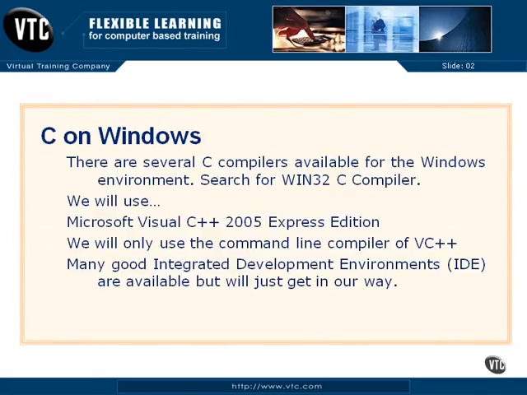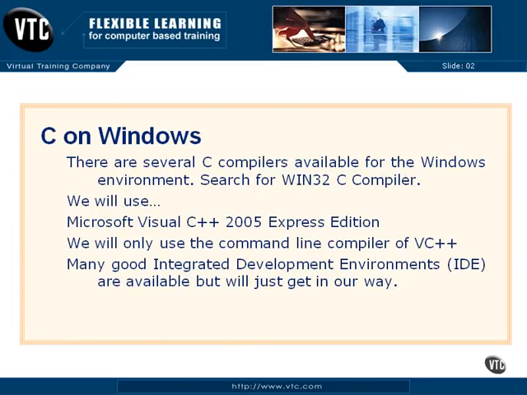Okay, our next section is C on Windows. We're going to take a look at how to get a C compiler downloaded and installed in the Windows environment. There are several C compilers available for the Windows environment, and you can find those, probably over a dozen of them, by doing a search for Win32 C compiler on your favorite search engine.